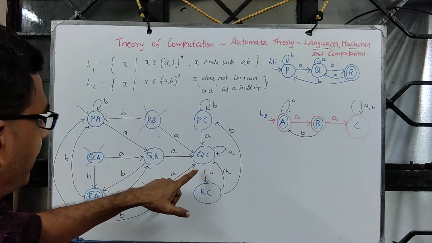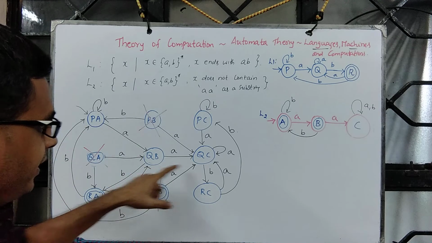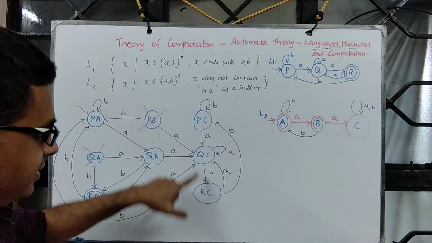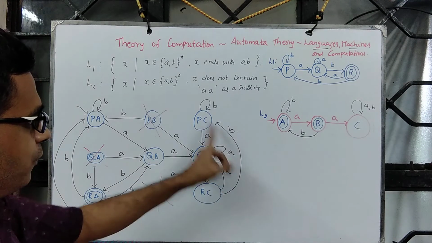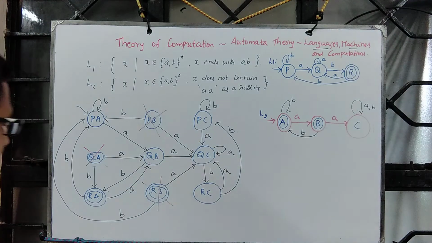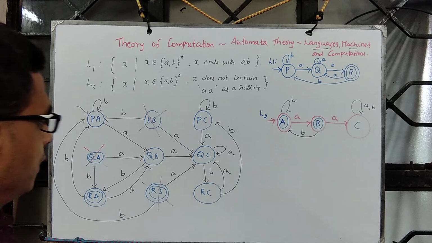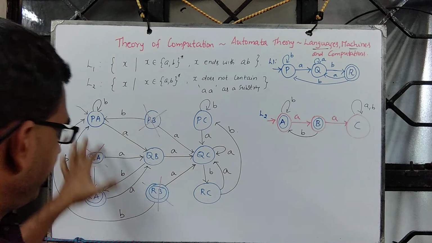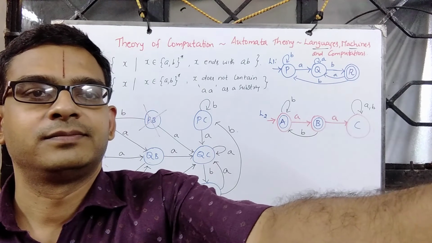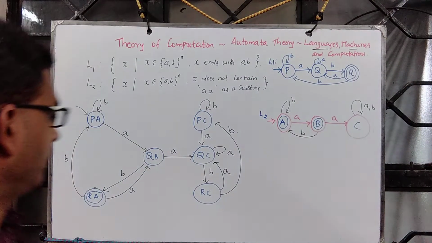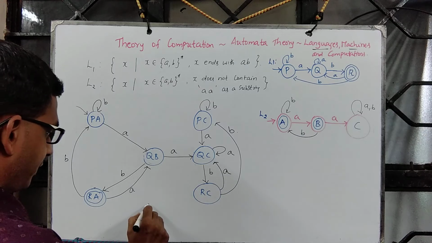And can this be reached? Starting from this, I can reach QB and then reach this. Can this be reached? Yes, this can be reached, therefore this can be reached. And this can be reached, therefore this can be reached. And how about this? Via this you can reach it. So let me redraw this by removing these three. After pruning those three states, we have this.